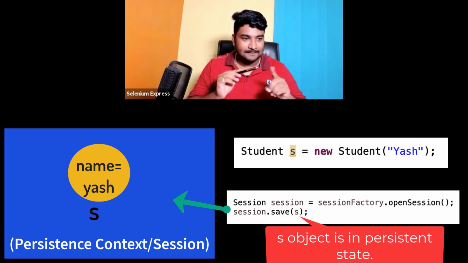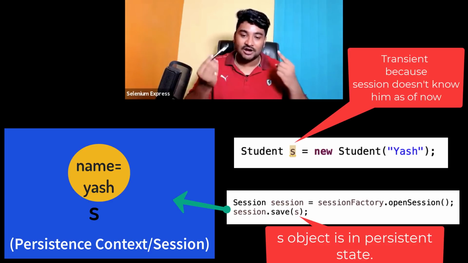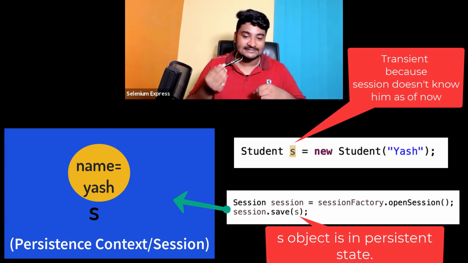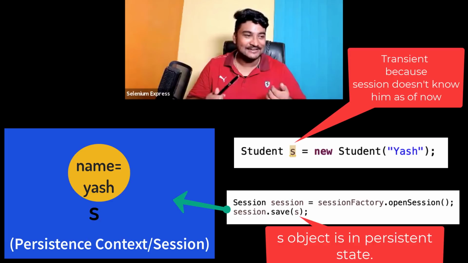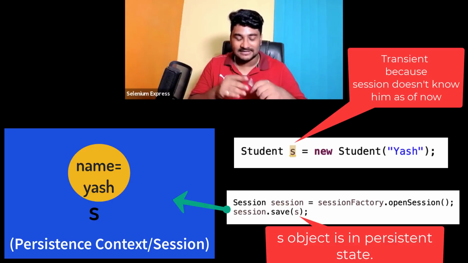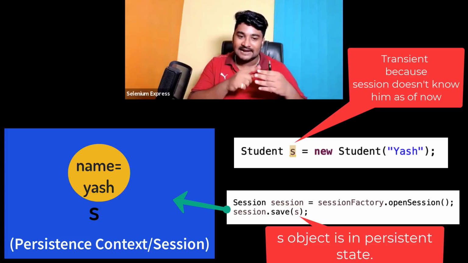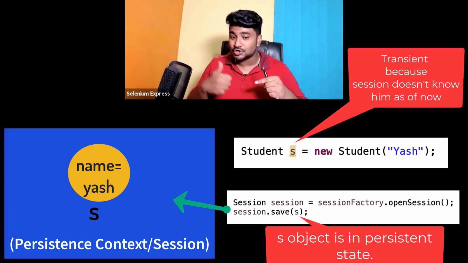So a plain object which is not maintained by the session or the persistence context is called a transient state. At that time we can say that object is in transient state. The moment we put that object inside the session, that's going to be your persistent state. And one more very good thing that I want to say here: if the object is not getting managed by your persistence context, then that object is not mapped to your database, isn't it? Imagine I have just created an object, Student s = new Student(), and I have set the properties. That means that object is not mapped to your database. Whenever you actually do a save, it goes to the database, right?